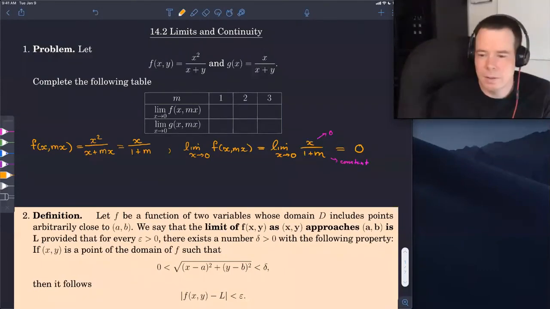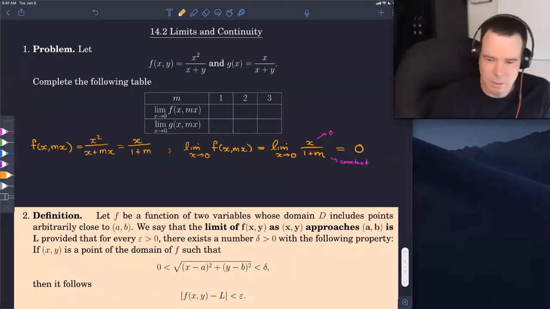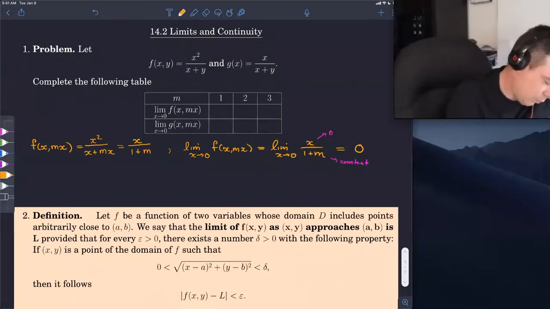Okay, so we've done a calculation. What does this calculation even mean? Well, what it's saying is the following. I'll draw one picture, and this is going to apply for both of these.